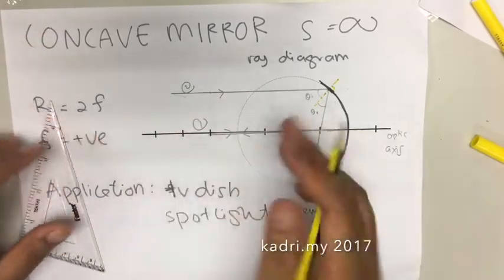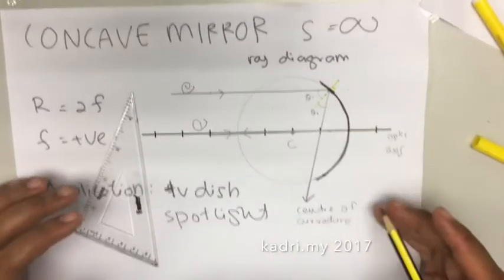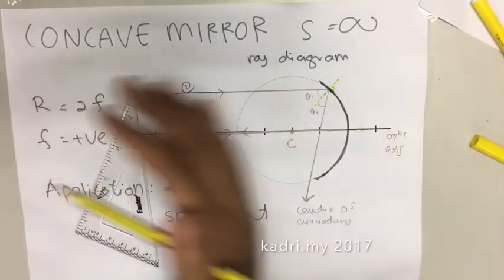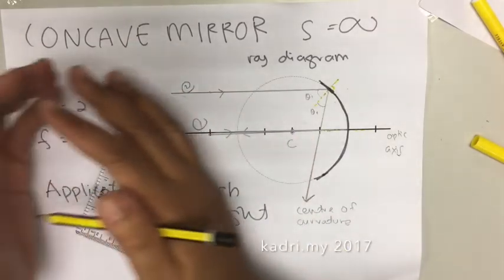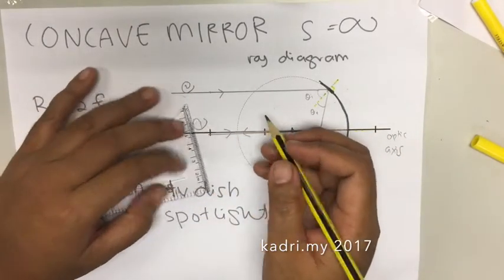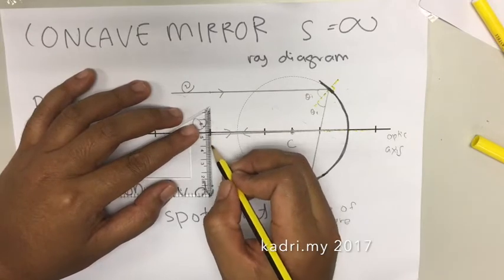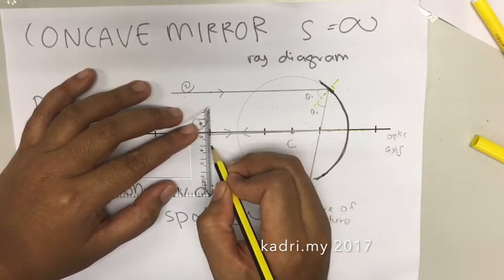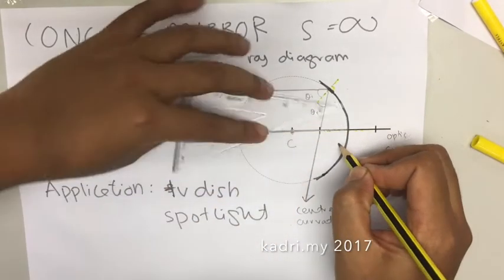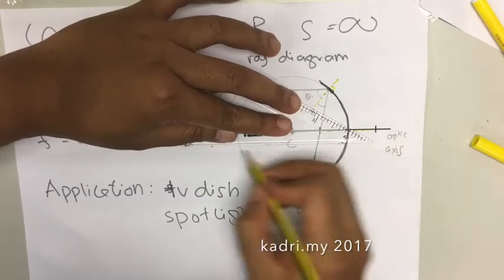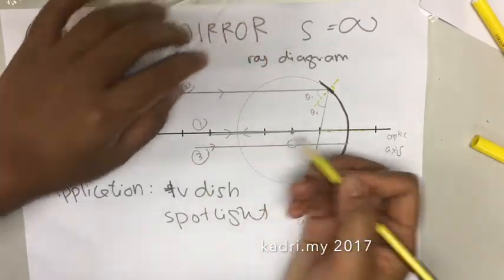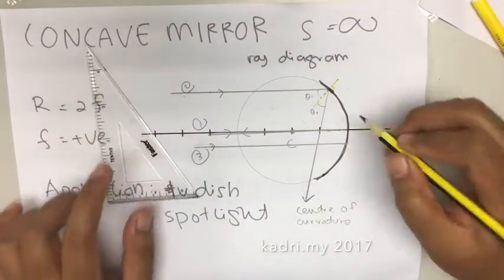So let's take another ray. We can draw as many as we want, but this is just to demonstrate what happens if we have only 3 rays to represent all rays coming from far away hitting the concave mirror. The third ray maybe is a ray about 1 centimeter from the optic axis, maybe here. So you have a ray coming from here, this is ray number 3, hitting the mirror and then getting reflected.